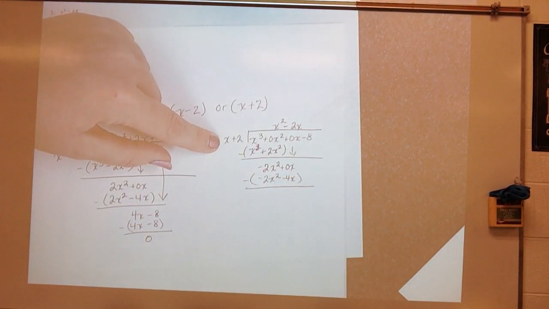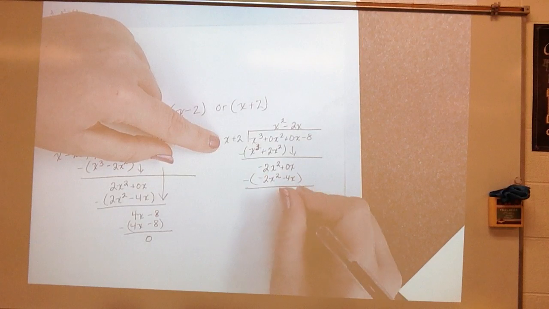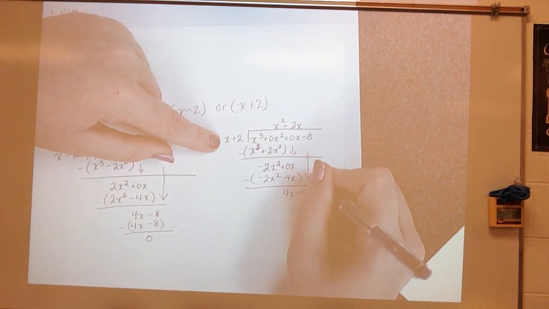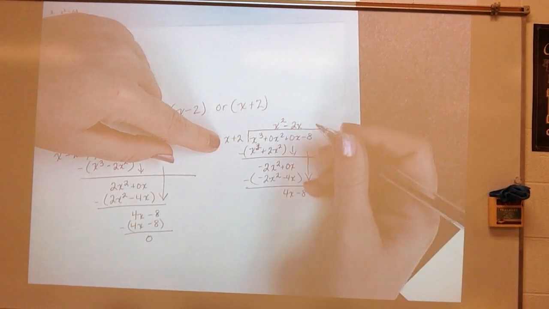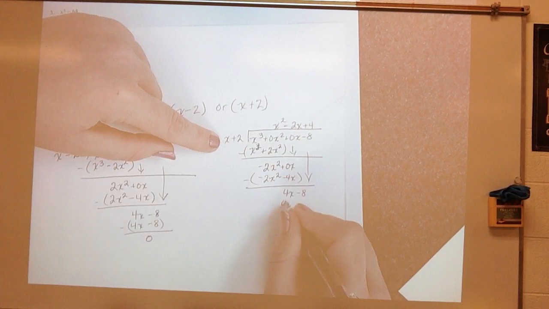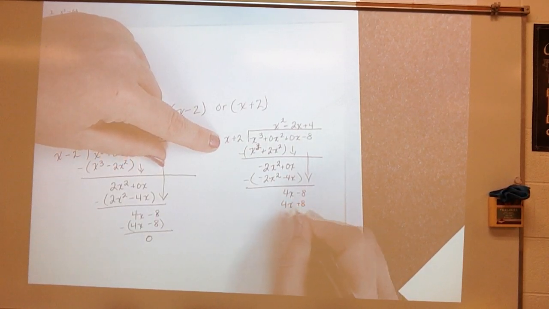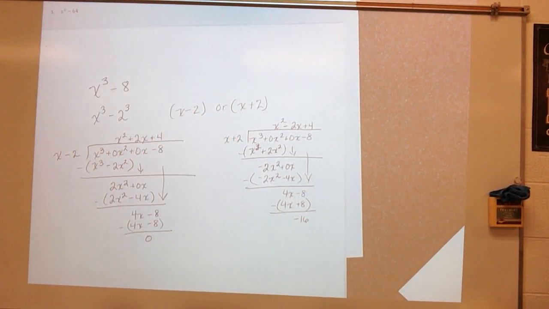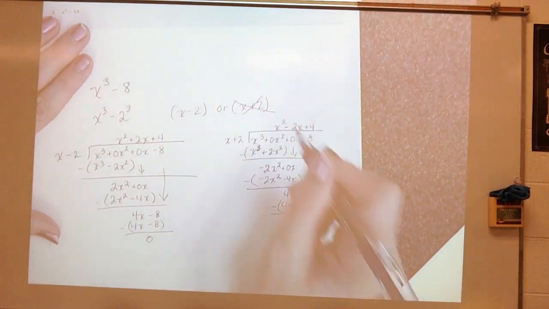Subtract. All right, so I get 0 minus a negative 4, which is 4x. Bring down that negative 8. So what times x gives me 4x? That'd be 4. So 4x plus 8. Subtract. So negative 8 minus a positive 8 is negative 16. I do not zero out. So that is not a factor.